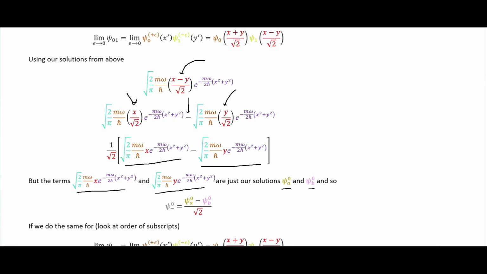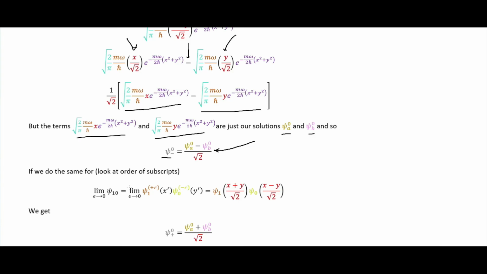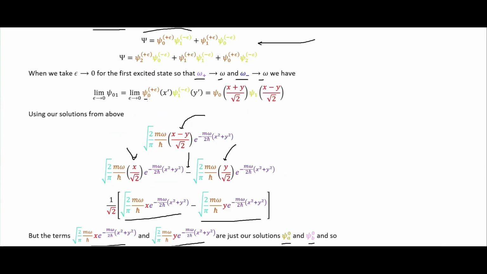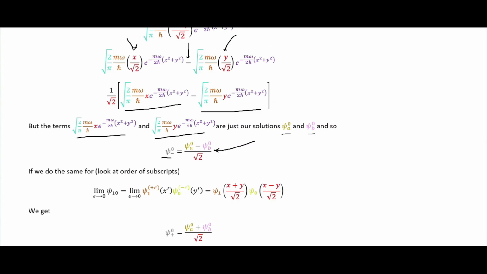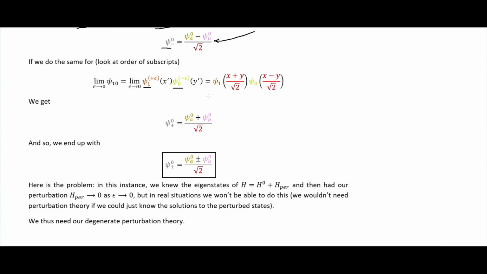So we just end up getting our two states there, and we know that one of the states is this one, this psi minus here. If we do that for the other subscripts, here we have the psi sub 0 and psi sub 1. If we do it for the psi sub 1 and psi sub 0, we get the plus version of it here, and so we end up with this for our eigenstates there.